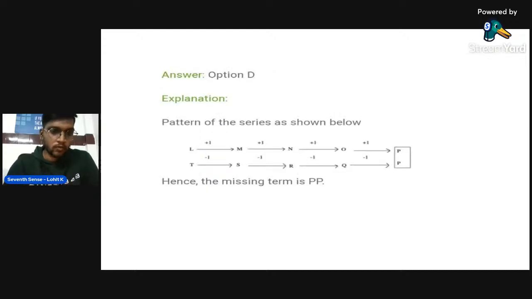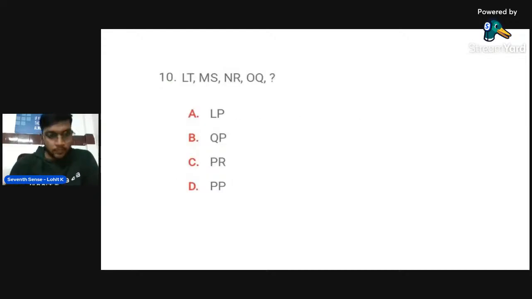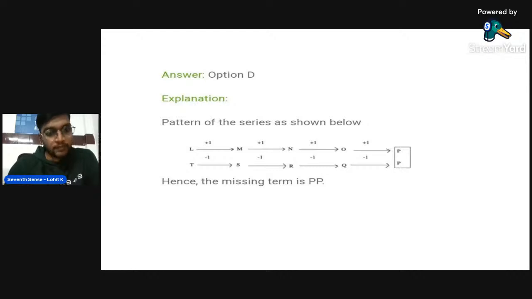So see here what they have done. They have taken the difference of the first letter, first alphabet, that is L, M, N, and O. So what they are doing is plus one. But for the next letter, the second alphabet, they are doing minus one here. So follow the same pattern, you'll get the answer.